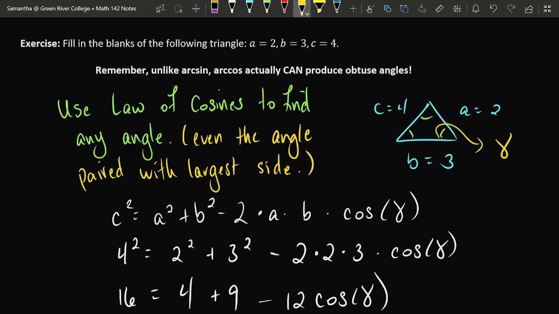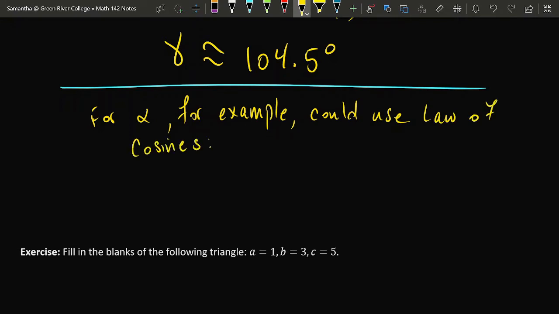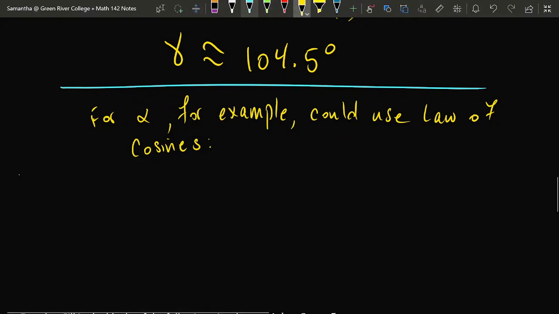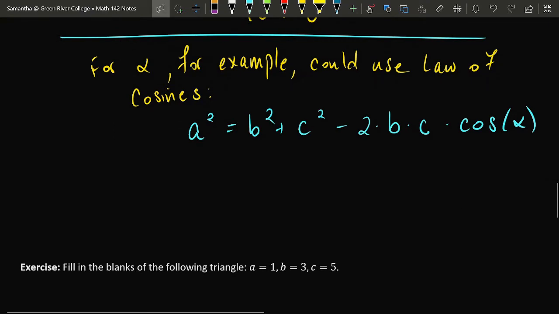Beta and alpha. And at this point, I actually have the option to use either law of sines or law of cosines. For alpha, for example, we could use law of cosines, similar to how we used law of cosines to find gamma. To do it in this manner, I would take a squared and set that equal to b squared plus c squared minus 2 times b times c times cosine of alpha. I would use the version of law of cosines that had an alpha in it.